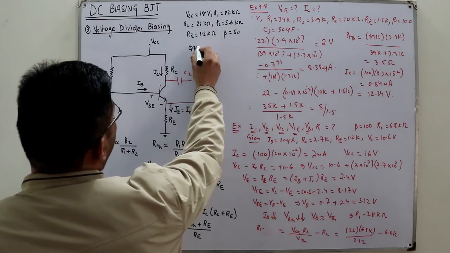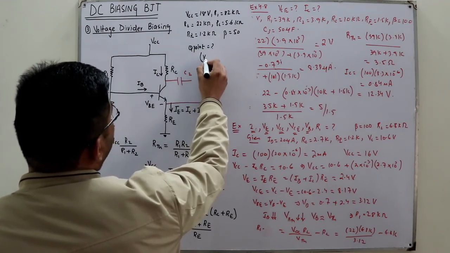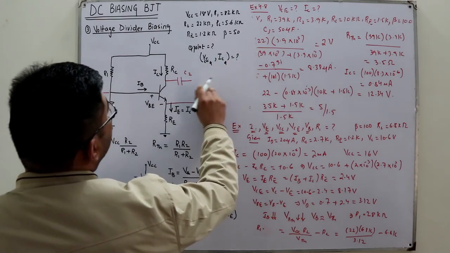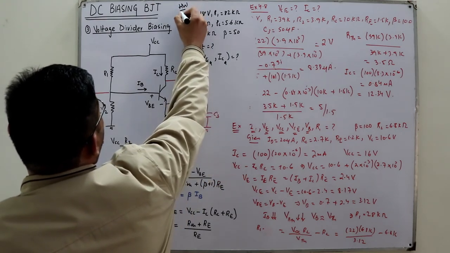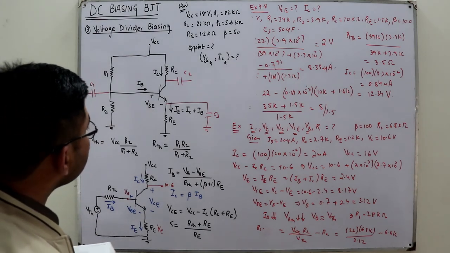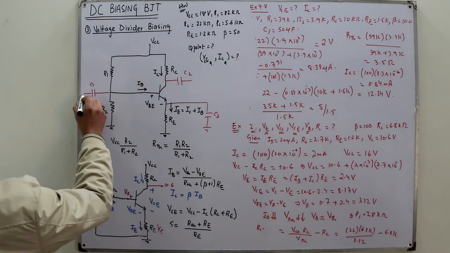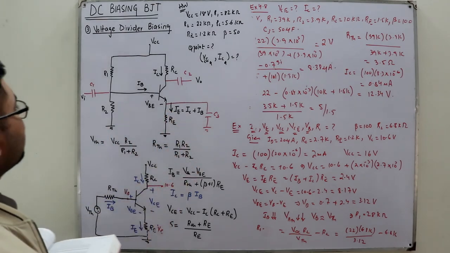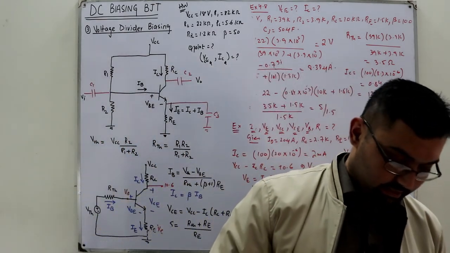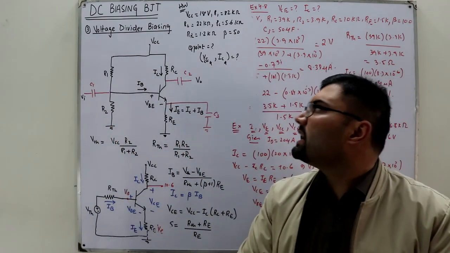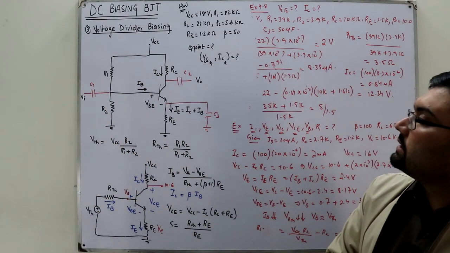The operating point is unknown. Q point is unknown. You have your VCEQ and ICQ. This point is unknown, and this question is your homework. So find out these values. The formulas are all written over here, and let me know in the comment section. Yes, the capacitors are short circuited. The input is applied over here, AC input, and the AC output is taken from here. Bypass capacitor and this coupling capacitor, you don't have anything to do with this. Just let me know the answer in the comment section, and that is it for me in the voltage divider biasing.